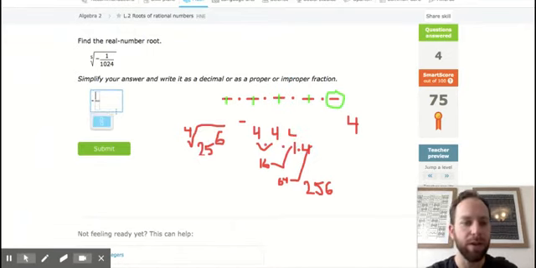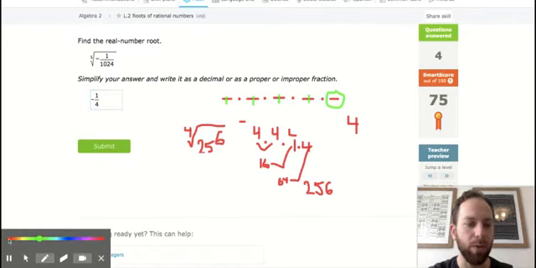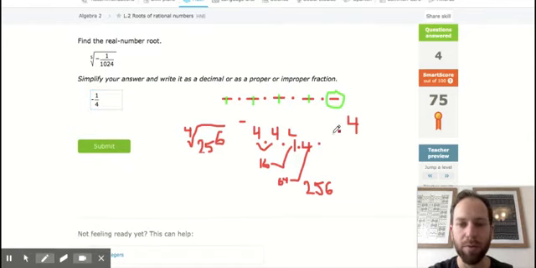1 times itself 5 times is 1, and then 4 times itself 5 times would be 1024. Because if you'll notice, we multiply this by 1 more 4, 256 times 4, that's 1024.